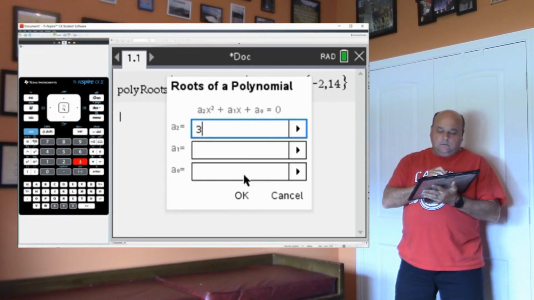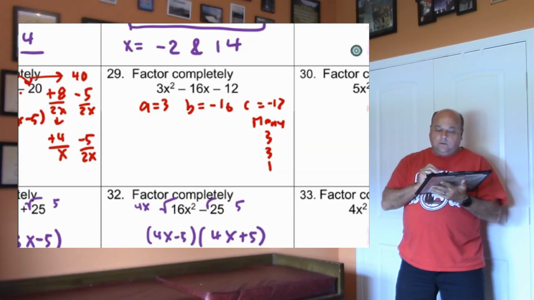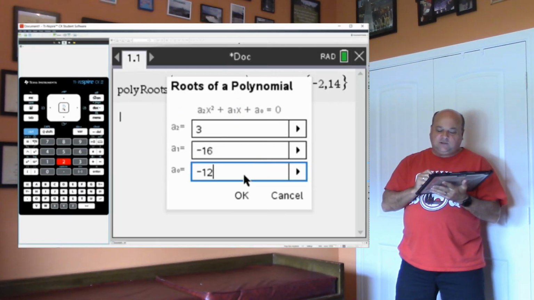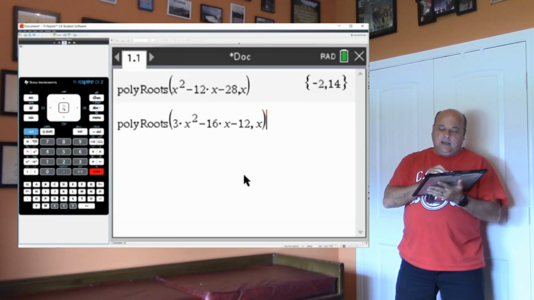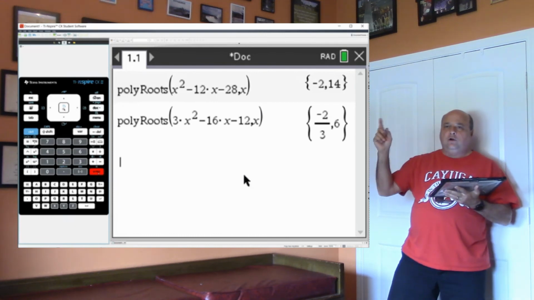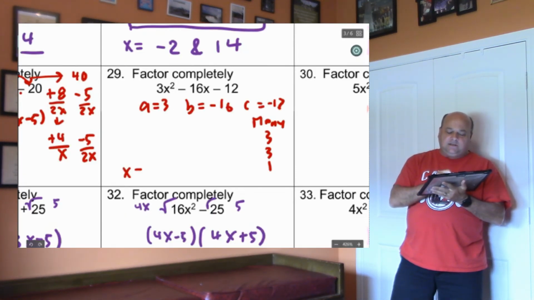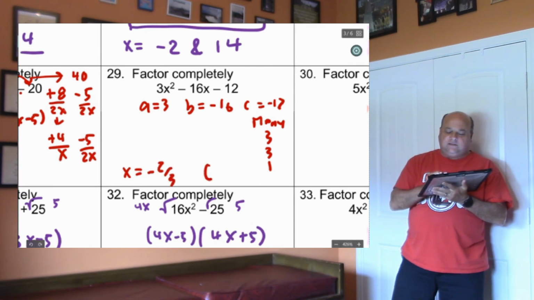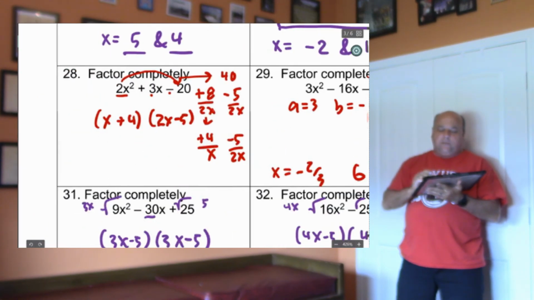And then my A, let me get the numbers again, 3, negative 16, negative 12. 3, down, negative 16, down, negative 12. Make sure that's right: 3, negative 16, negative 12, that's right. Hit the down button, hit enter again, boom, negative 2/3 and 6. So let's go down here and write down x equals negative 2/3 and 6. So how do I get that negative 2/3 as a factor? Let's go back to here.